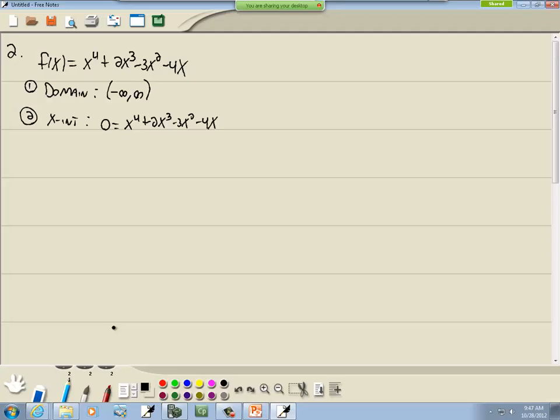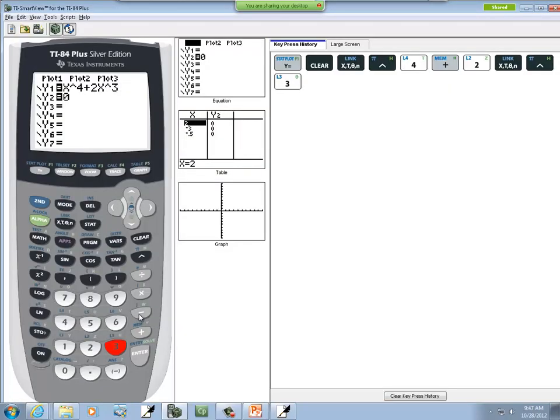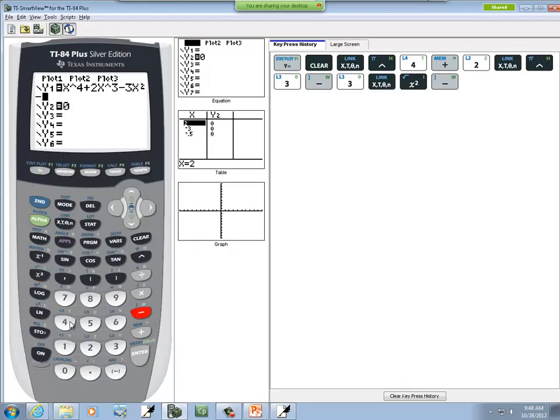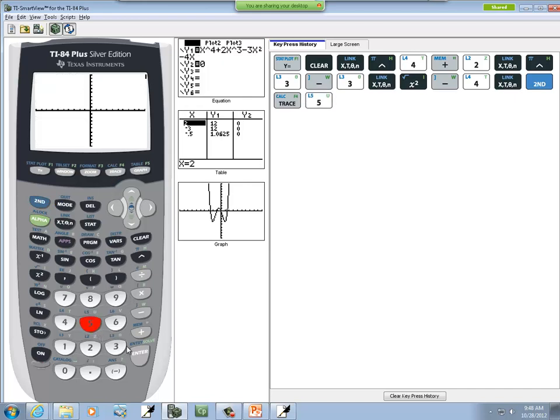we got x to the fourth plus 2x to the third minus 3x squared minus 4x. Have to have 0 on y2. Then do second trace, choose intersect, and that's actually what our graph looks like, by the way, but we'll get to that eventually. Looks like it crosses the x-axis in 4 places. So let me do enter on first curve, enter on second curve, and we put in -3.